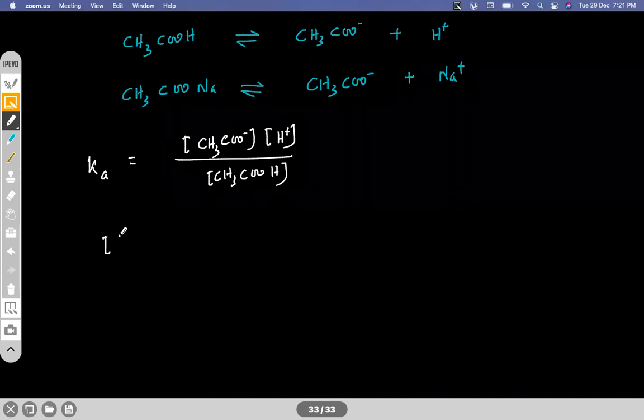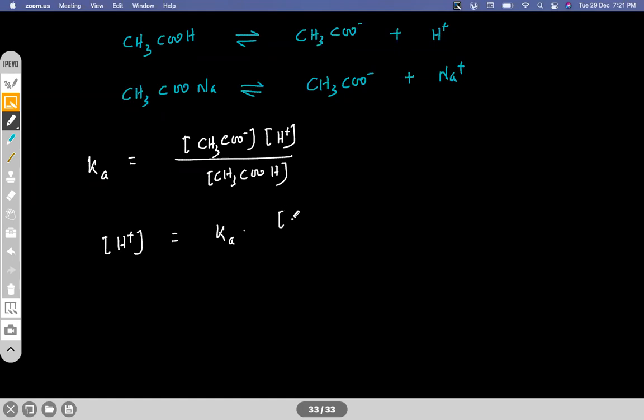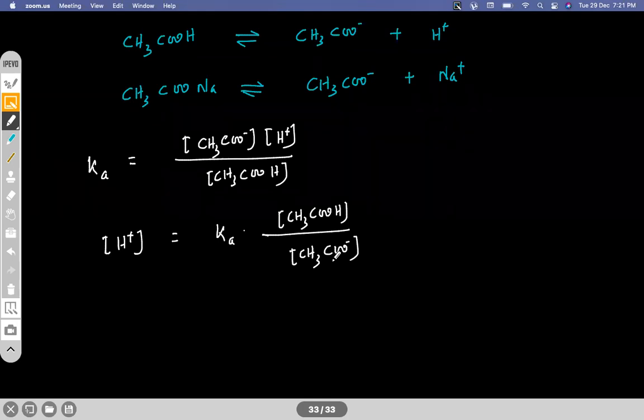So the concentration of H+ would be K times the concentration of CH3COOH divided by the concentration of CH3COO-. If you solve this and calculate pH, I'll write down the formula here: pH equals pKa plus log of salt by acid.